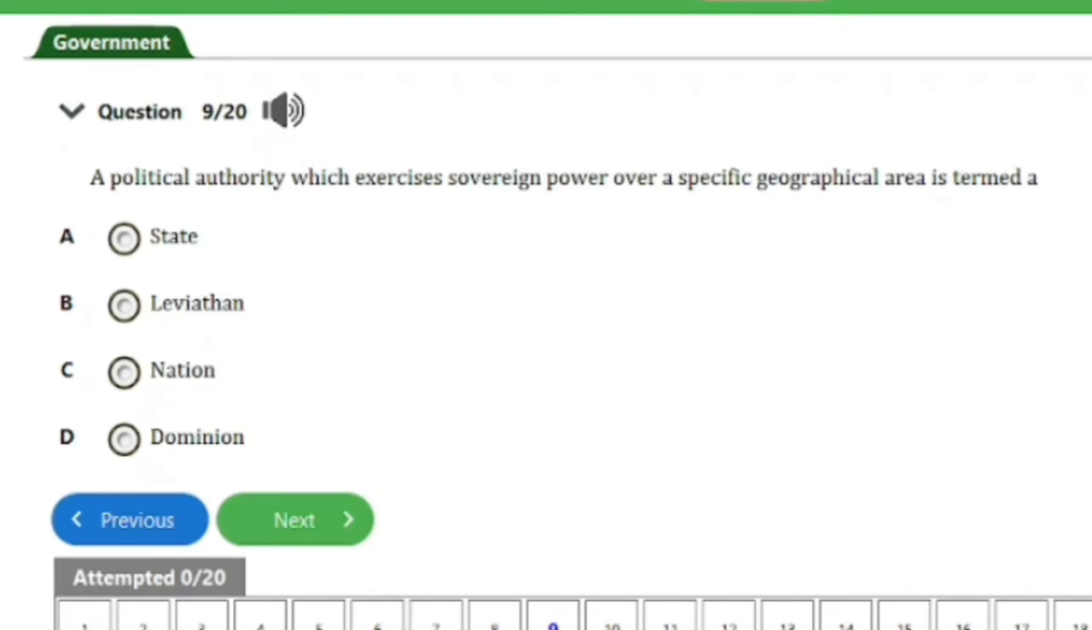Here's question number 9. It says, a political authority which exercises sovereign power over a specific geographical area is termed A. State, B. Leviathan, C. Nation, D. Dominion. So guys, the answer to this question is option A, that's state. So let's head on to the next question, guys.